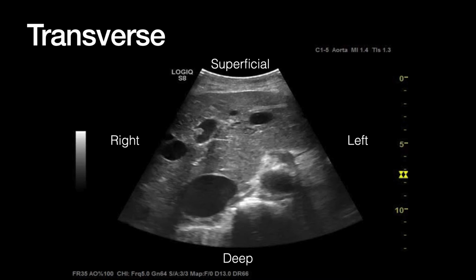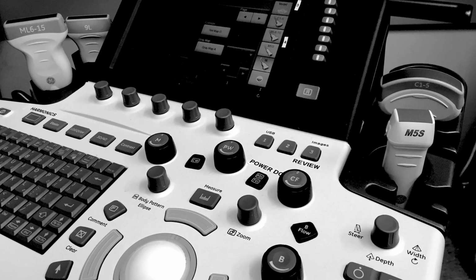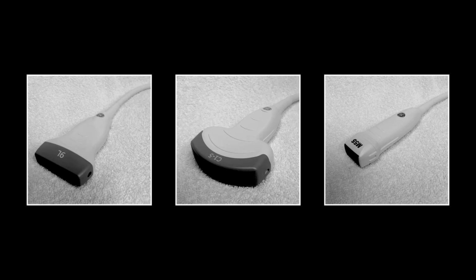So let's transition and talk a little bit about the machines themselves and the knobology and how we make these things function. We're going to start as we scan our patients by selecting the correct probe. We have 3 probes to choose from. We have the linear array, which is going to be a higher frequency transducer. We have the curvilinear array, which is in the middle here, which is going to be kind of a low to mid frequency transducer, and the phased array, which is going to be a low to mid frequency transducer as well.